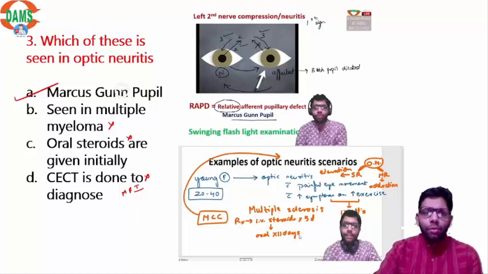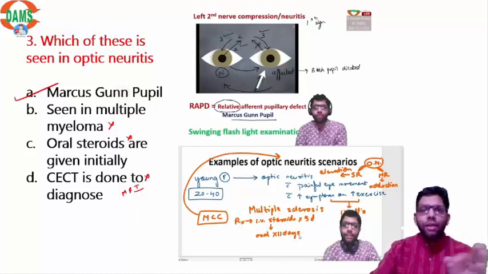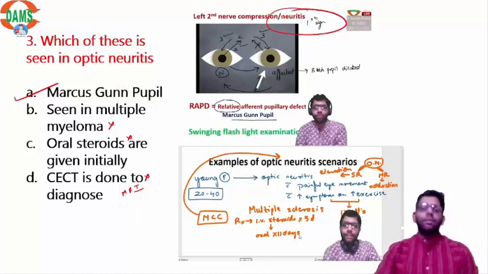If you have understood optic neuritis, if you know what is RAPD, the first sign of optic nerve compression or neuritis is RAPD.